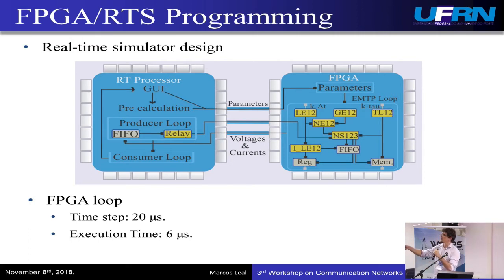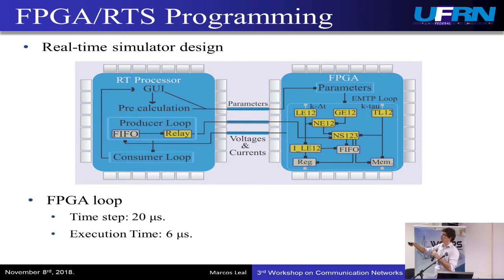Also, on the real-time processor, we have a producer loop. In this producer loop the relay is implemented. It receives the information of currents and voltages from the real-time simulator and sends back a signal. In the FPGA, we receive the parameters, and we have the AMTP loop.